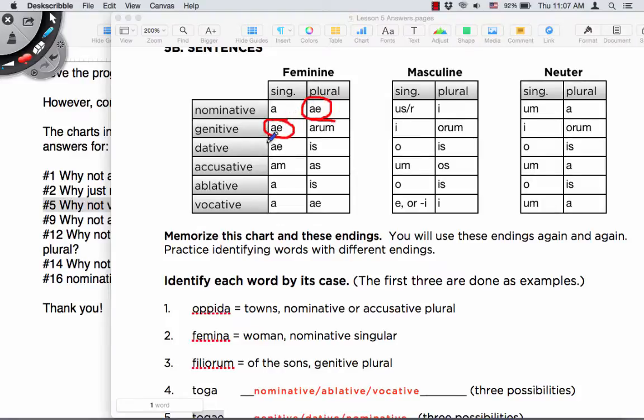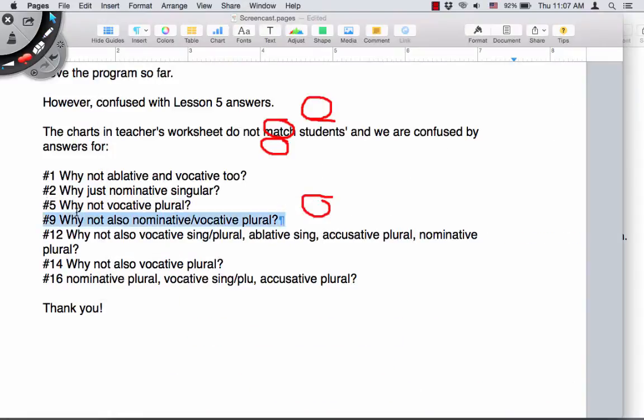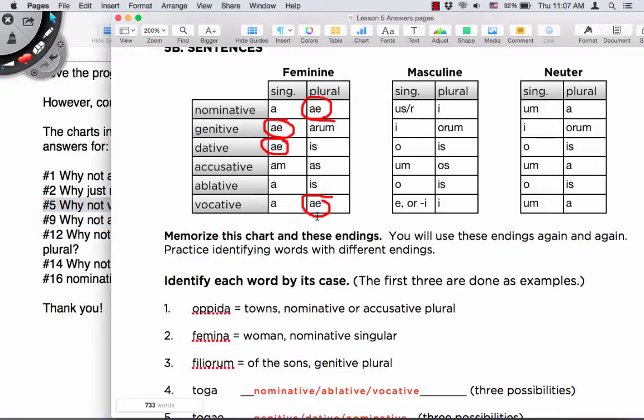So we have togae in the genitive, which means of the toga. We have togae in the dative, which means to the toga. You're giving the toga something, which is kind of weird. Then we have togae in the nominative plural, the togas. And then we have togae in the vocative as well. So the question is, why not vocative plural? Why is vocative plural not an option?